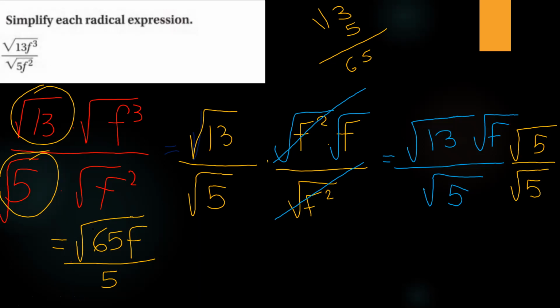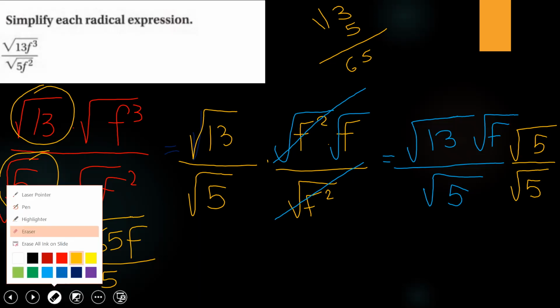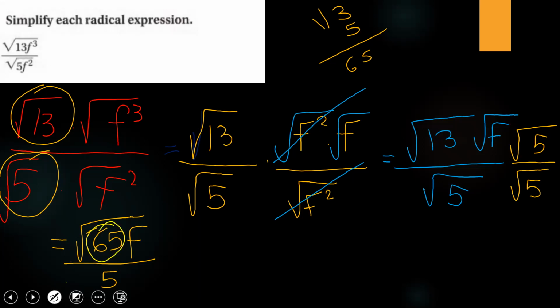Well, if you look at number 65 here, this number 65 is a product of 13 and 5. And both 13 and 5 are prime numbers. So we can stop here. Teacher, I stopped at square root of 13 times square root of f over square root of 5. Oh, okay. Yes.